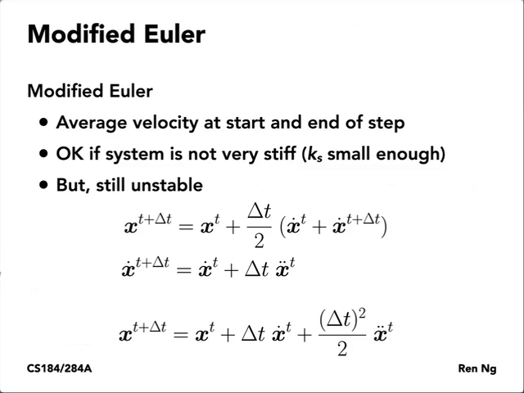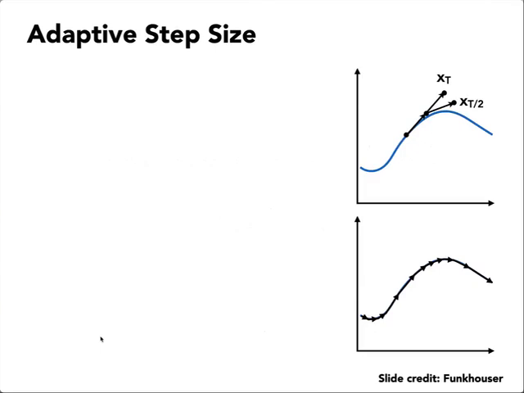Okay, so what's modified Euler? As I mentioned, it averages the velocity at the start and the end of the step. This is okay if the system is not very stiff. Stiff, remember, refers to the spring constants in the system. But it turns out it's still unstable. You can't get away from it because of the contribution of using the velocity and the acceleration at the start. The update rules are written down here, but the idea is just the average velocity at start and end.